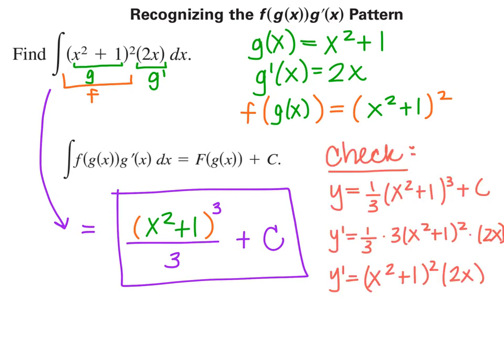And as always, when you start a new process, you always want to check. So if this is the original function y, I just made that 1/3 in front instead of dividing by 3, because product rule over quotient rule. And I'm going to take the derivative and simplify it, and it is the actual function I started with up here.